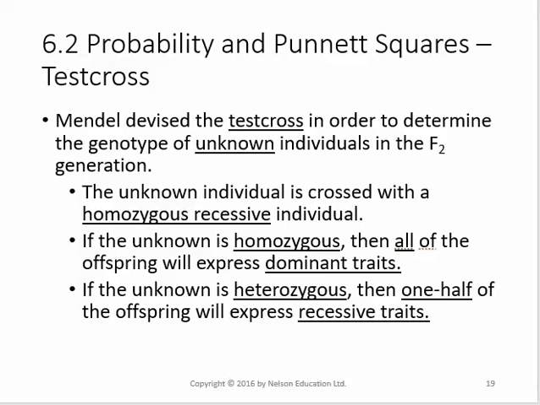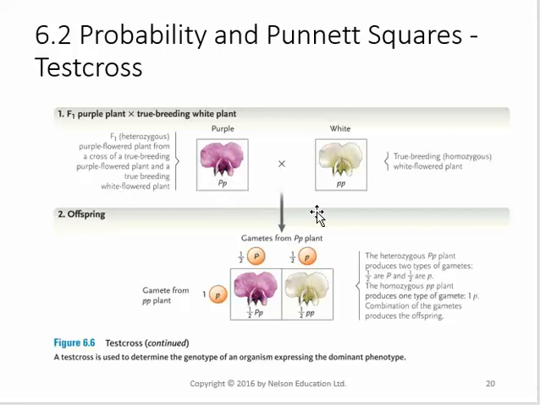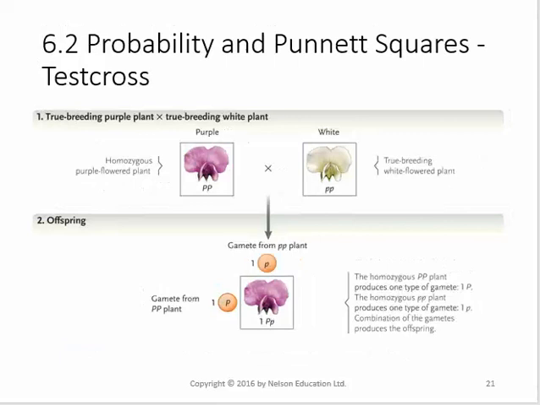So you make the cross. If you get all dominant, the individual that you're crossing is homozygous dominant. If you make the cross and you get half and half, the unknown that you're testing is heterozygous. So here's the heterozygous: large P, small p, crossed with small p, small p. You get half large P, small p, and half small p, small p. If you do the same thing with a true breeding purple, you're going to get all heterozygous offspring.